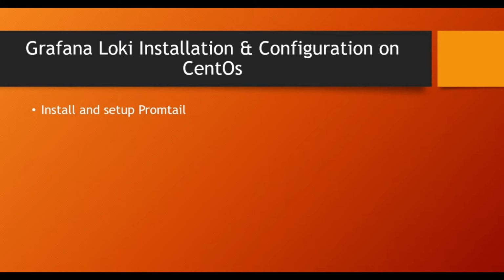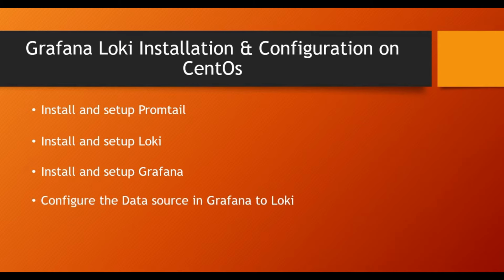So we will install and set up Promtail as one of the steps, then we will also install and set up Loki, and we'll also install and set up Grafana. And once we have all those things set up, we'll configure the data source in Grafana as Loki. So Loki's data will be available in Grafana, and we'll be able to search it using Grafana.